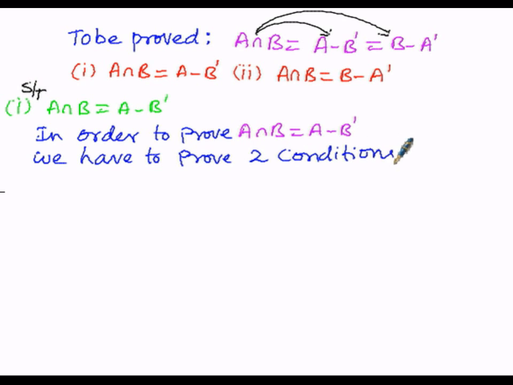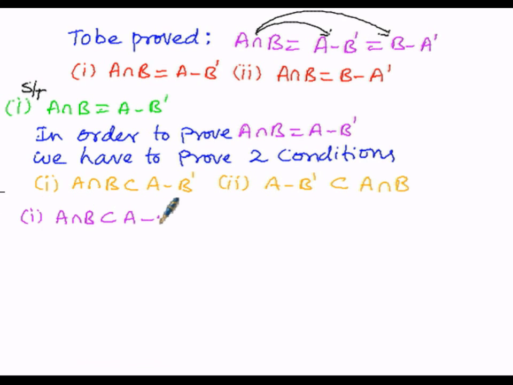The two conditions are: the first condition is A intersection B must be a subset of A minus B dash, and the second one is the right hand side, that is A minus B dash, must be a subset of the LHS, that is A intersection B. So in this case I am going to consider the first one again, A intersection B, the subset of A minus B dash.